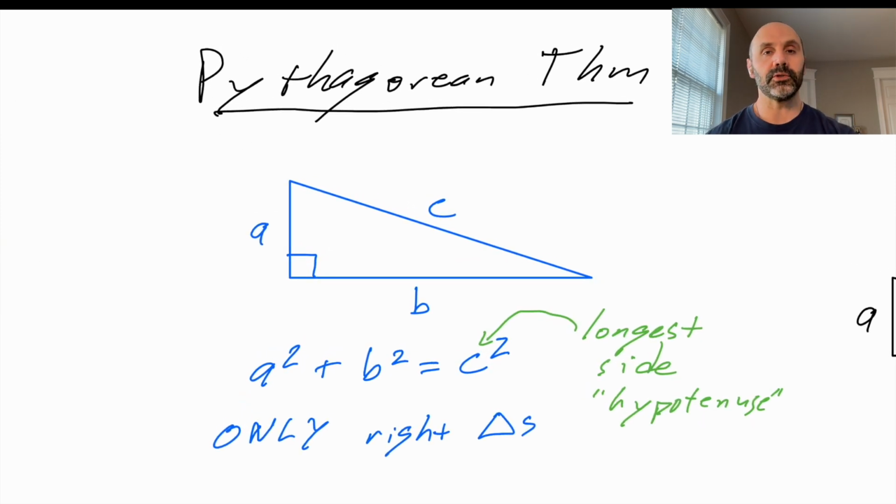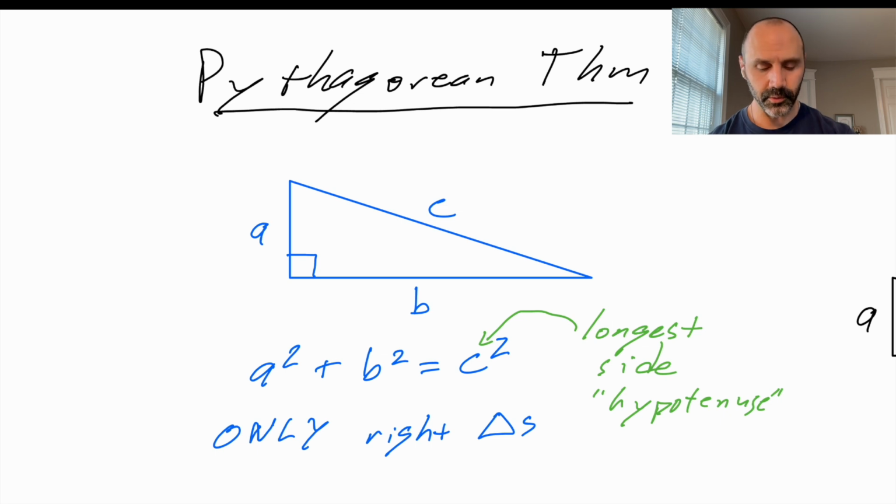Okay, so this only works for right triangles. But when we look at a right triangle, it's got three sides. The side opposite the right angle, that's the longest side, always. The side opposite the right angle is always the longest side. When we're writing out the Pythagorean theorem, it's just kind of convention to call it C, but it also has a name. This long side opposite the right angle is also called the hypotenuse, and the two other sides are called the legs.